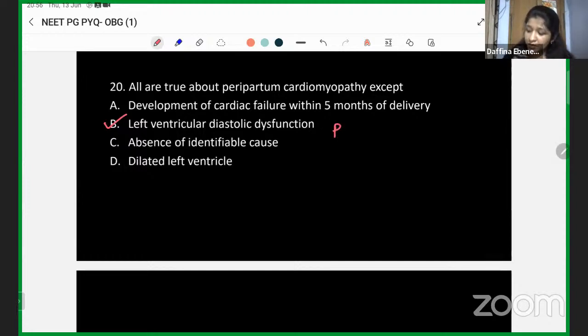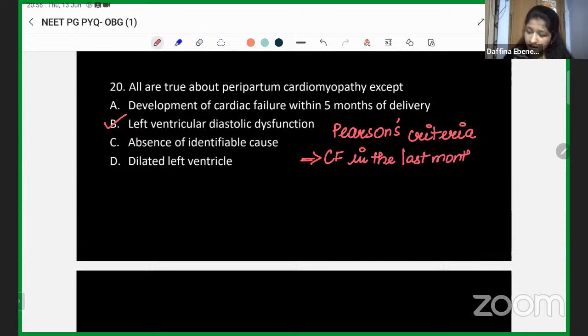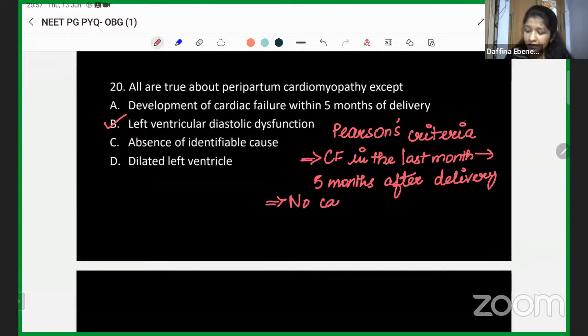Okay. So before we move to the next question, we need to know what is the Pearson's criteria for the diagnosis of peripartum cardiomyopathy. Pearson's criteria is the development of cardiac failure in the last month of pregnancy up to 5 months postpartum, 5 months after delivery. Any form of cardiac failure that occurs either in the last month of pregnancy up to 5 months after delivery is peripartum cardiomyopathy. Okay. Second thing, there should be no known cause for this cardiac failure.